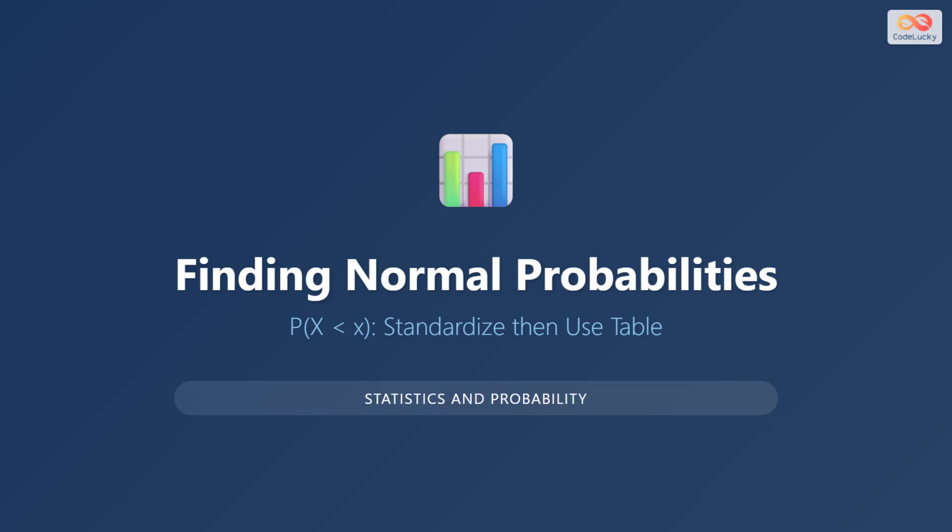Welcome to this lesson on statistics. Today, we are going to learn how to find normal probabilities. Specifically, we will look at how to find the probability that a value x is less than a specific number x. We will learn the method of standardizing the value and then using a table.